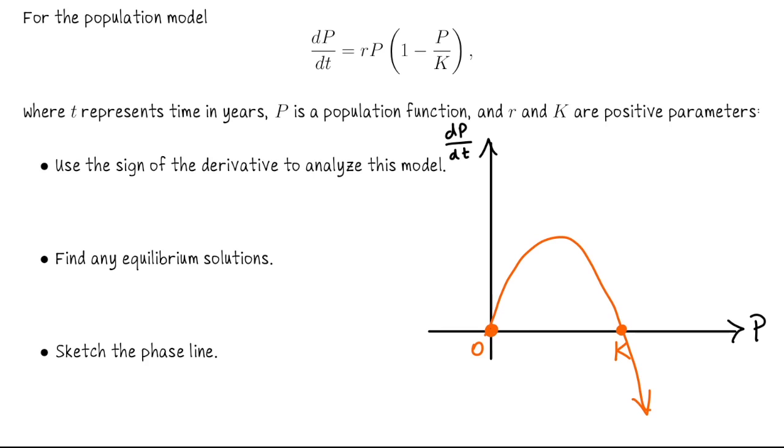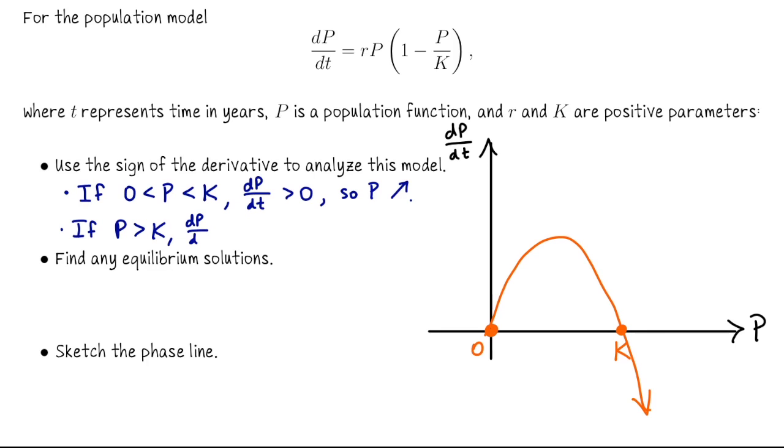Okay, so between 0 and k, dp dt is positive. Greater than k, dp dt is negative. So to write this out, we could say if the population is between 0 and k, dp dt is positive, so the population will increase. If p is greater than k, then dp dt is negative, so our population is going to decrease.